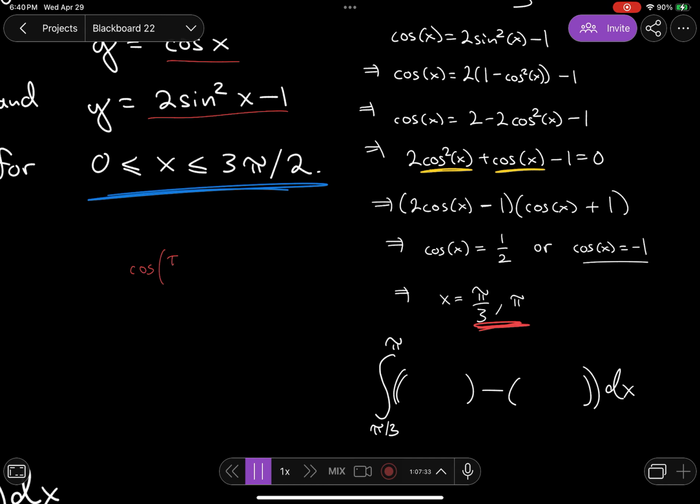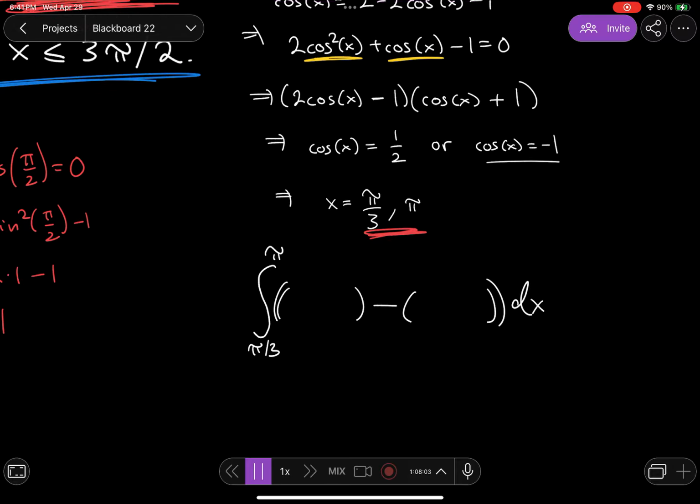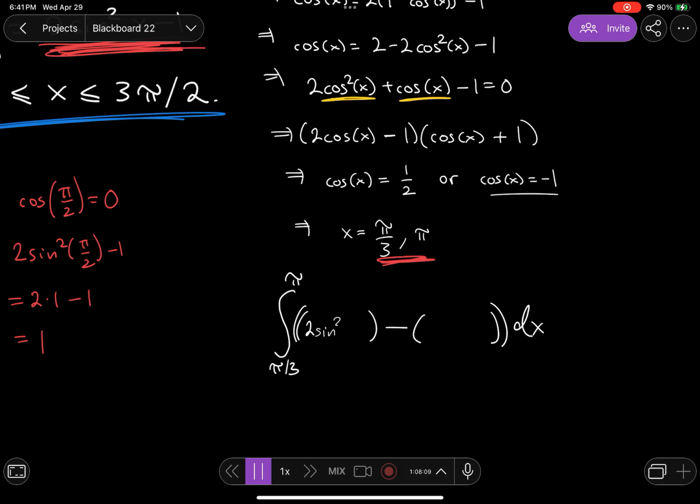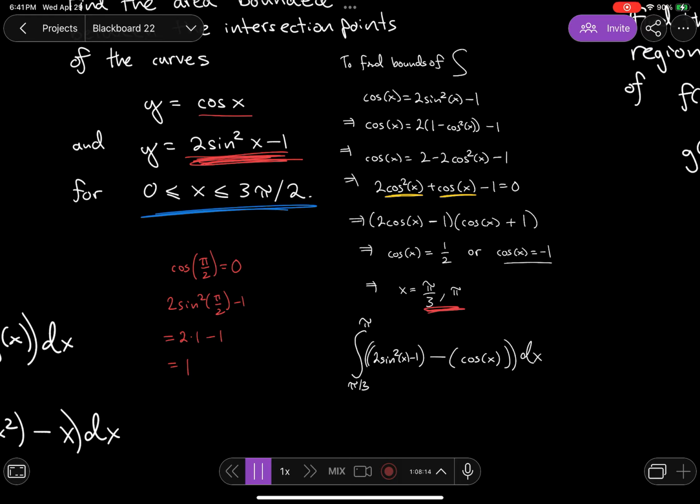The cosine of pi halves, that's easy enough. That's 0. But 2 times the sine squared of pi halves minus 1, that is going to be 2 times 1 squared minus 1. That's the same thing as 1, which means that this function is going to be the bigger function, right? Which means this function is going to be the one that I want to write first. 2 times sine squared of x minus 1 minus the cosine of x. And this is the area that we need.